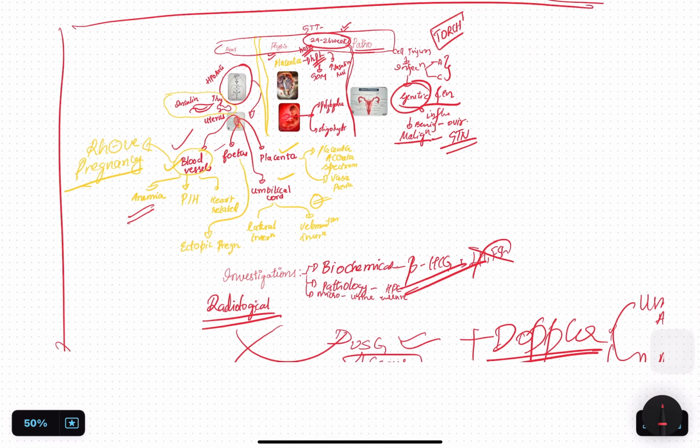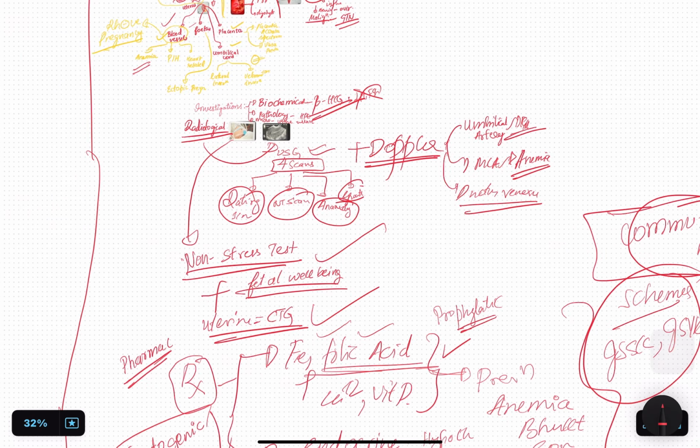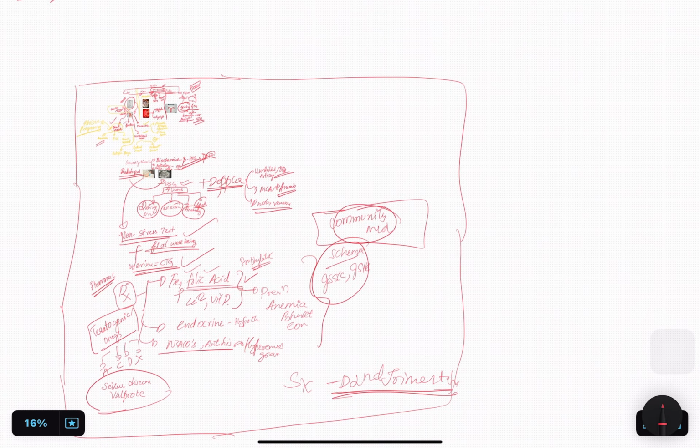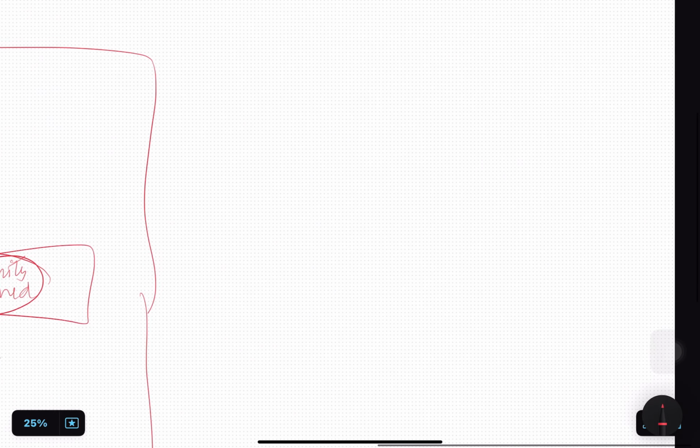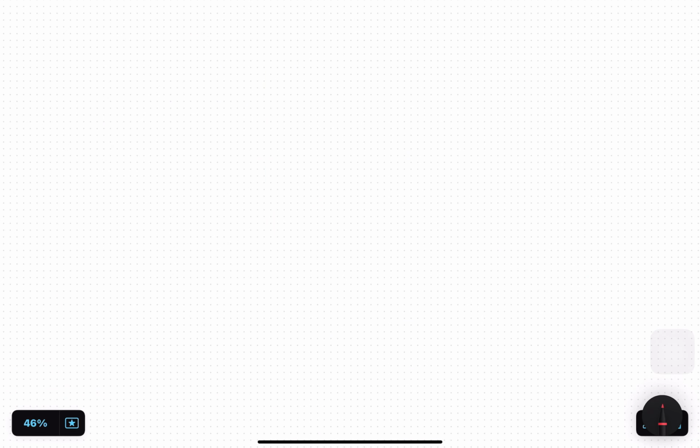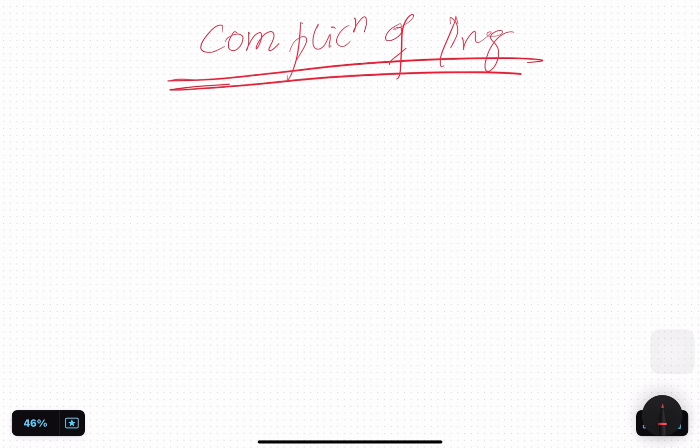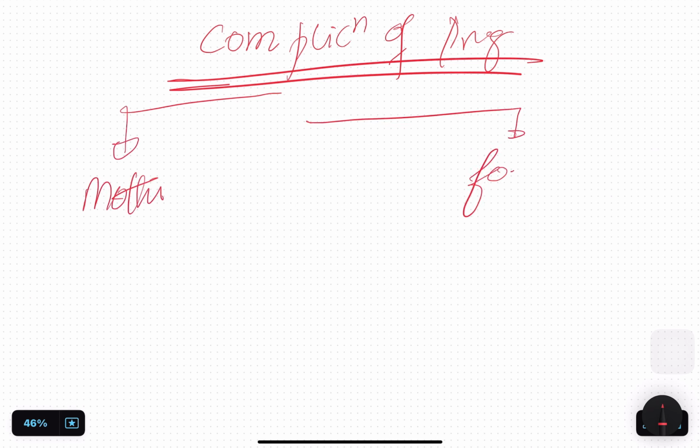Now coming to the complications of it. See, pregnancy is something which is very, very vital. Now when it comes to complications, I remember it this way. If you find it useful, then you can use it. See, complications of pregnancy: how do you go? It might be a complication to the mother, or it can be a complication to the fetus.